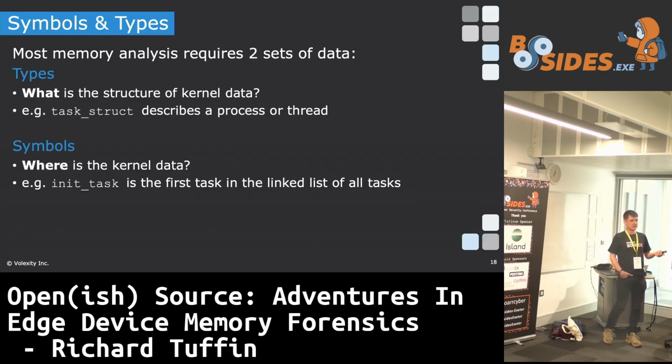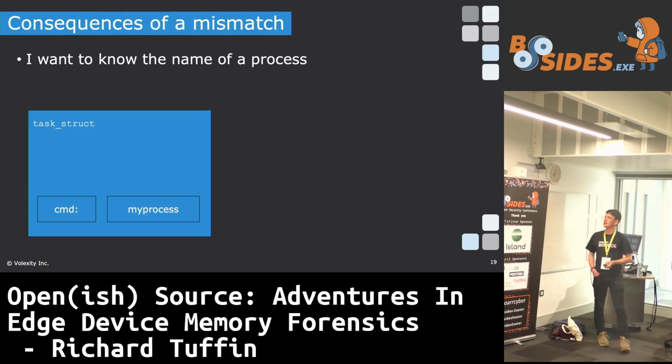Where is the data? It's no use knowing what the data is without knowing where it is. So, for example, on Linux, init task describes the very first process that has started on a Linux system, and from there you can walk the list and the tree of all of the processes and find every process that's running. But if you don't know where that first process is, then you can't start. You need both of these for useful analysis, and I'll show why that's a problem. So I want something simple. I want to know the name of my process.